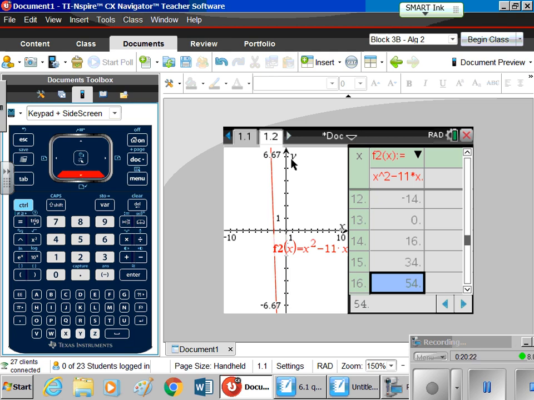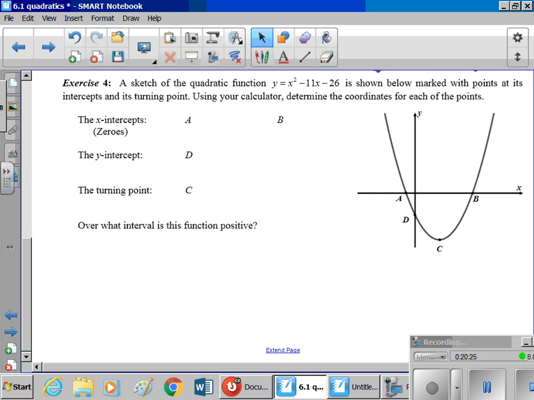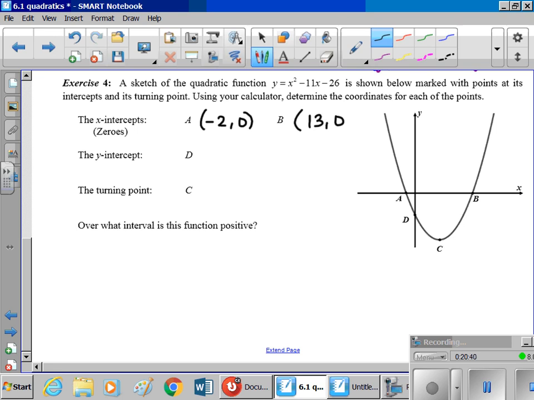So our two zeros, our x-intercepts: A is going to be the point -2, 0, and B is going to be the point 13, 0. The y-intercept is basically when x is equal to 0. Remember, the other is when y is equal to 0. So when x is equal to 0, you get 0 squared minus 0 minus 26. So here it's going to be 0, negative 26. Many times this number right here, just like in our linear functions, is our y-intercept.